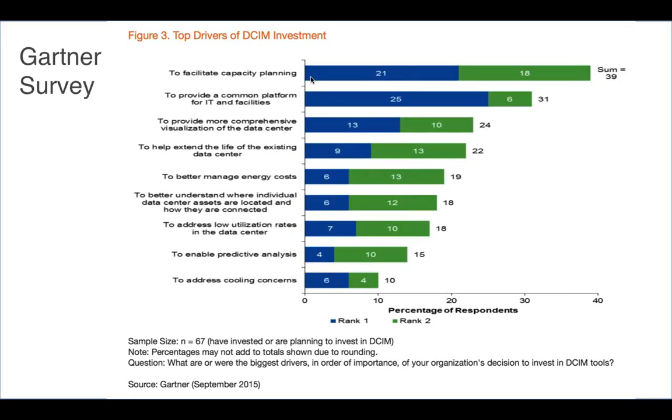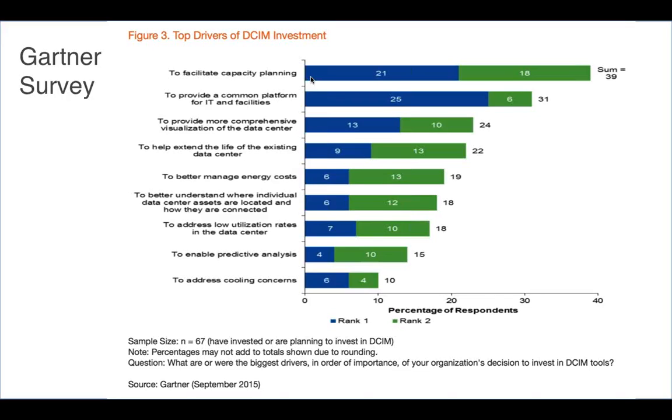So if we take a look at this next slide, the Gartner survey talks about the drivers for data center infrastructure management. This was a survey they did during the summer, and the results came out just this last September. And as you can see, the number one driver at the top is to facilitate capacity planning. The second, which also got the most number one responses, is to provide a common platform for IT and facilities. And the third is to provide a more comprehensive visualization of the data center.